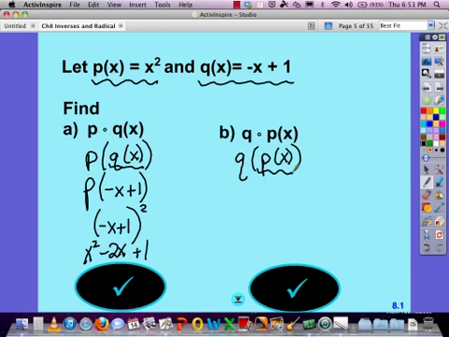So P of x. P of x is nothing more than take x and square it. So we are replacing. Our P of x rule is x squared. Now we need to take Q of that number. That number is x squared. So wherever there's a variable in the Q rule, we need to put in our number. So our rule is the opposite of x, and x is now x squared, and we will add 1 to it. So the opposite of x squared is definitely a negative x squared, and add 1.